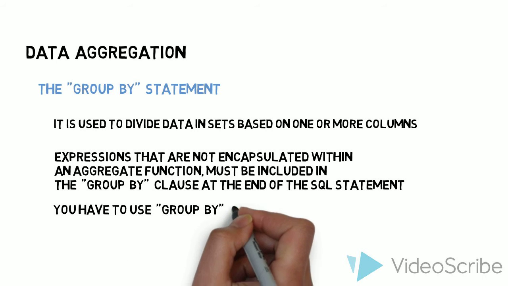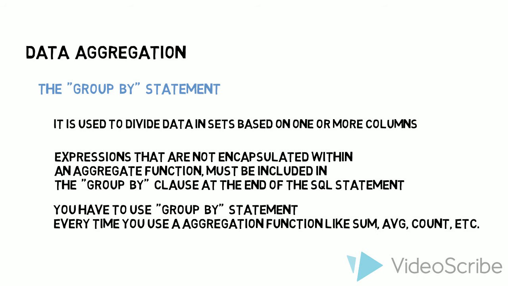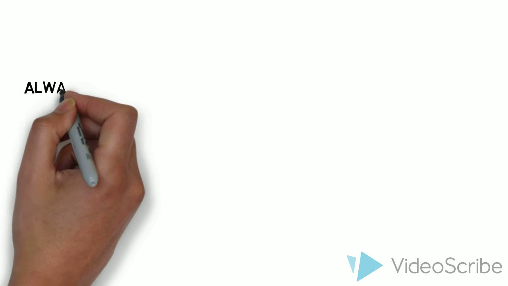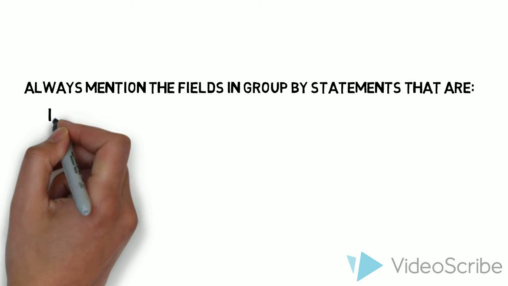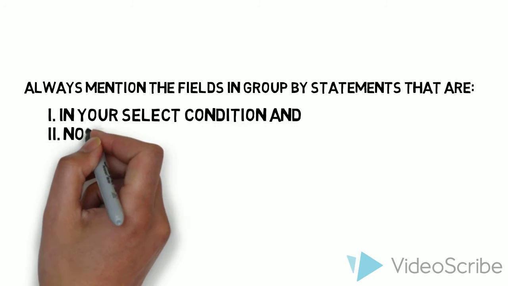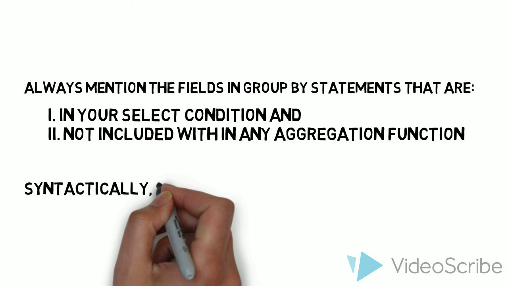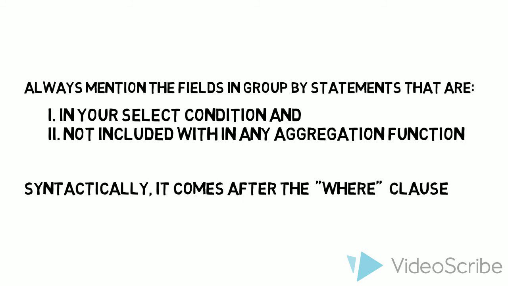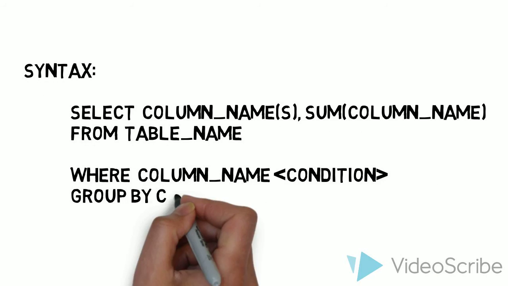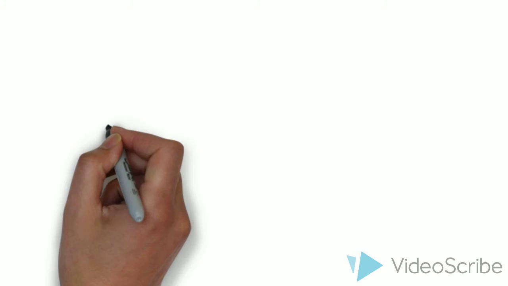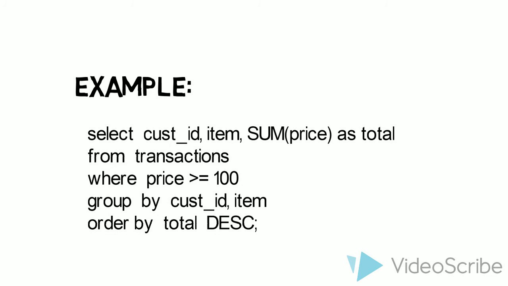Let me simplify it for you. You have to use the group by statement every time that you use an aggregation function like sum, average, count, etc. Sounds tricky, isn't it? Let's make it even simpler. As a thumb rule, always mention the fields in group by statements that are number 1 in your select condition and number 2 not included in your aggregation function. Syntactically, group by comes after where clause. And the syntax looks something like this. Let's see an example. Over here, we are rolling up our transaction data at customer ID and item level.